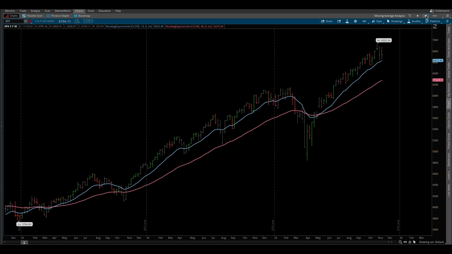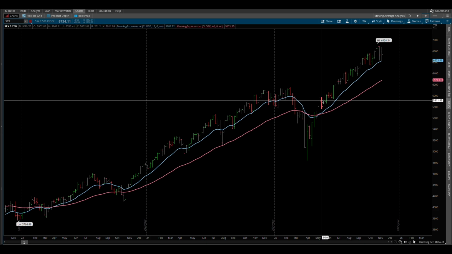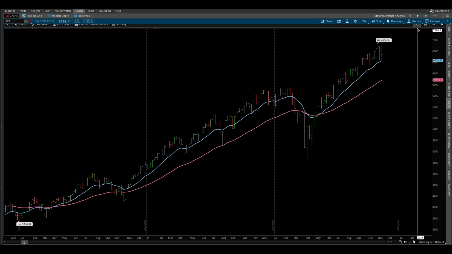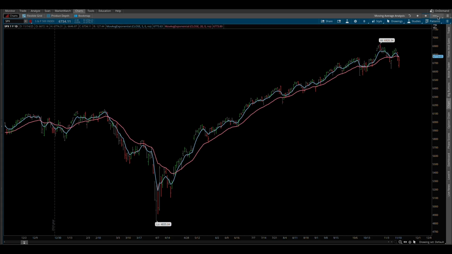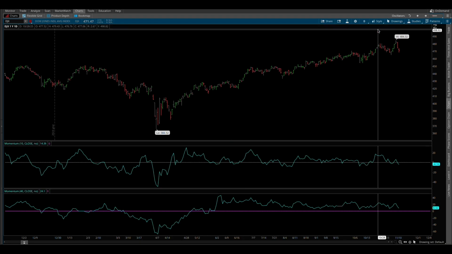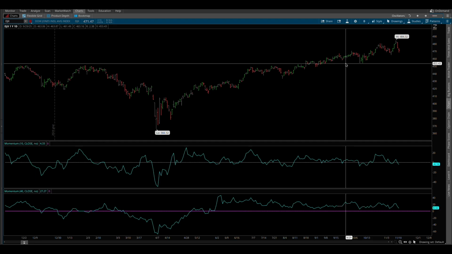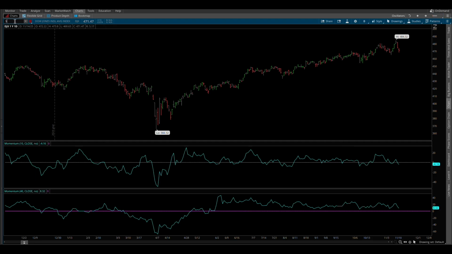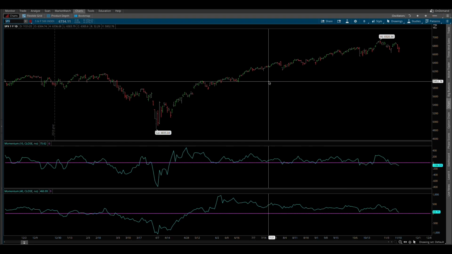So we crossed under it, then we crossed above it, and we've been holding above it ever since. Then I have some oscillators that I like to look at. This is just a momentum oscillator. I've used this one before in the past on X and just in other videos.